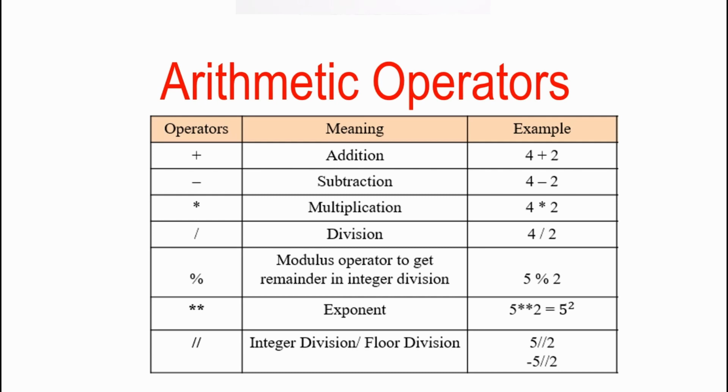Multiplication, two operands are multiplied together. Division, the left operand is divided by the right. Modulus, remainder of the division of the left operand by the right. Exponentiation, a type of multiplication where the value is multiplied with itself for a certain number of times. Floor division, division that results in the whole number adjusted to the left in the number line.